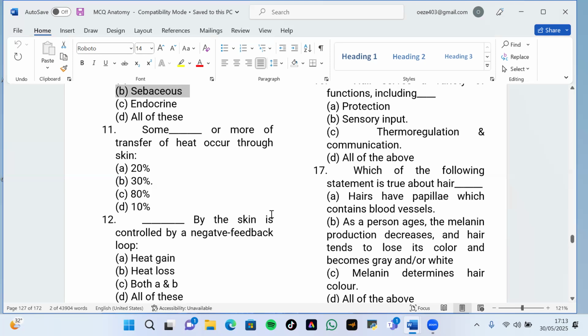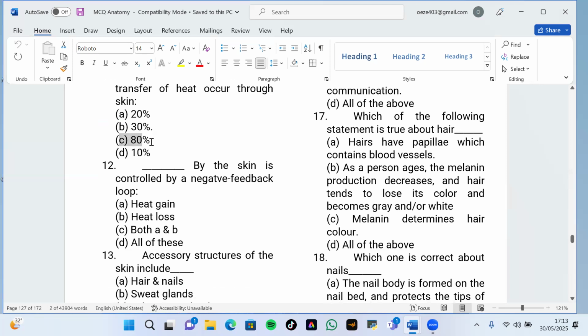The next question says, dash by the skin is controlled by a negative feedback loop. A, heat gain, B, heat loss, C, both A and B, D, all of this. So the correct answer is B.